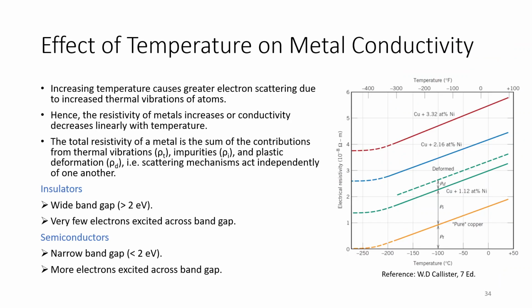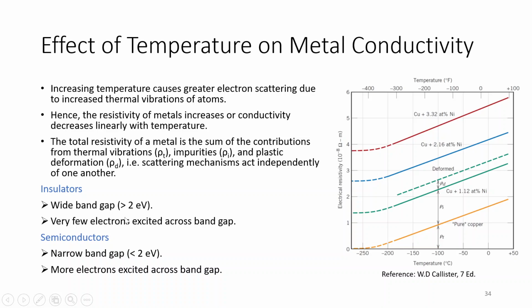Effect of temperature on metal conductivity. Increasing temperature causes greater electron scattering due to increased thermal vibration of atoms. Hence the resistivity of metals increases, or conductivity decreases, linearly with temperature. The total resistivity of a metal is the sum of the contributions from thermal vibrations, impurities and plastic deformation, so the scattering mechanisms act independently of one another.